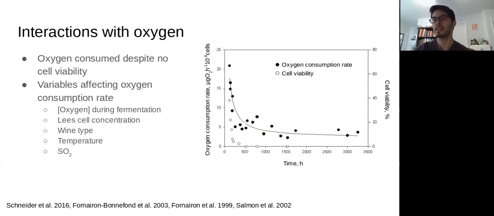And then obviously temperature has an effect. So the consumption rate will decrease as temperature decreases. And then finally, we have the impacts of SO2. So at normal SO2 concentrations in wine, the lees lose pretty much all of their ability to consume oxygen. So unfortunately, it's not really possible to use both SO2 and lees in a complementary way to control oxygen during aging. But lees aging can be a useful tool to control oxygen if the winemaker chooses not to use SO2 in the aging process.